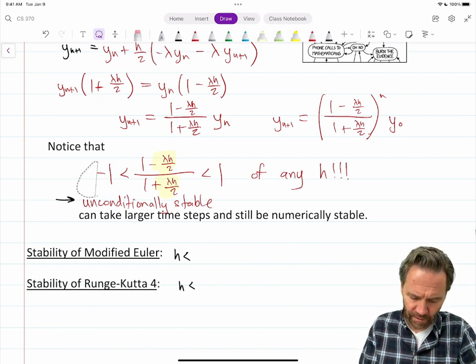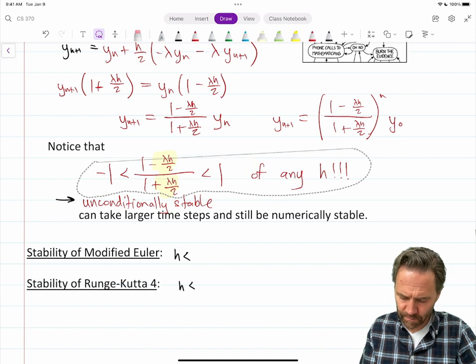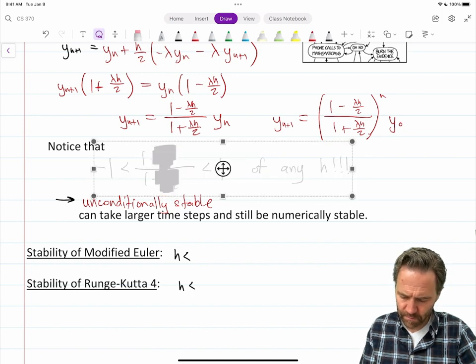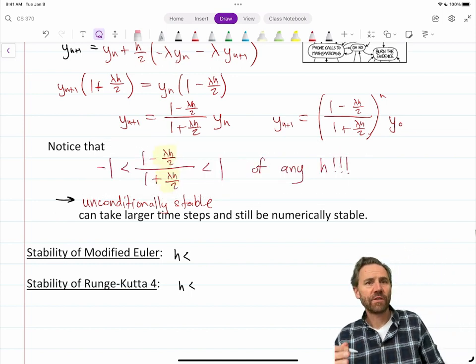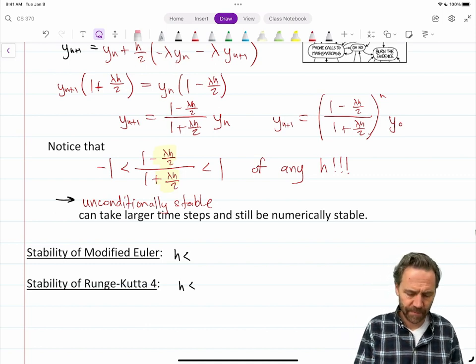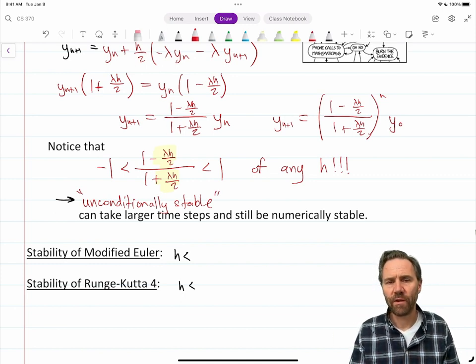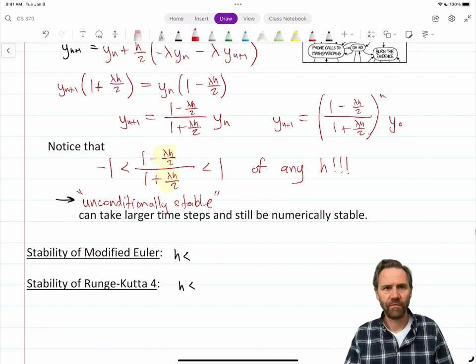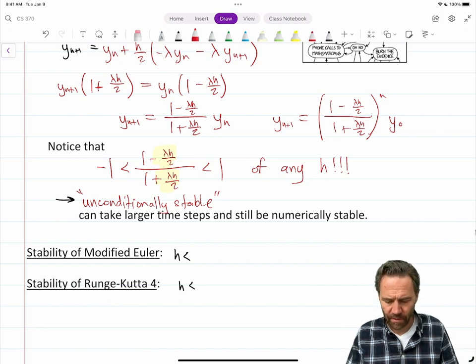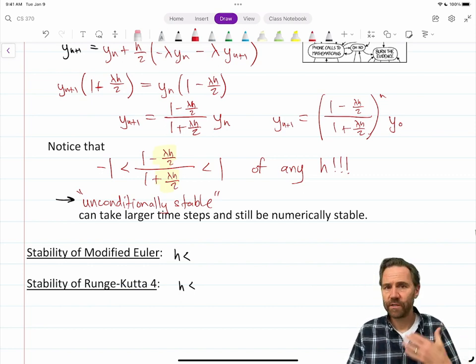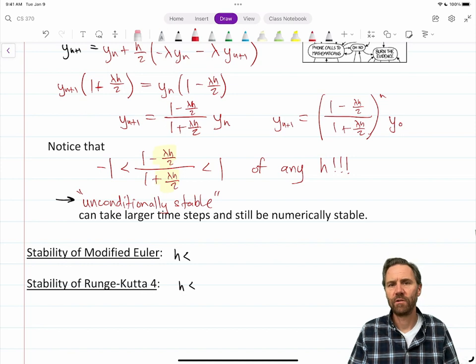This is called unconditional stability. It's unconditionally stable because the step size has no impact on whether or not it converges. It converges for any step size. So this is nice because we can take larger step sizes and still expect it to converge.